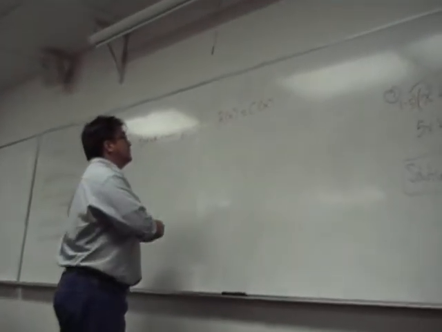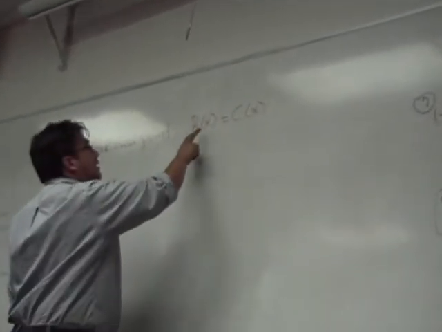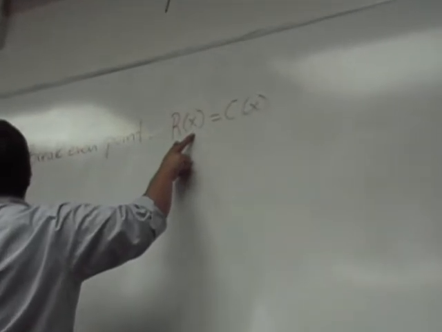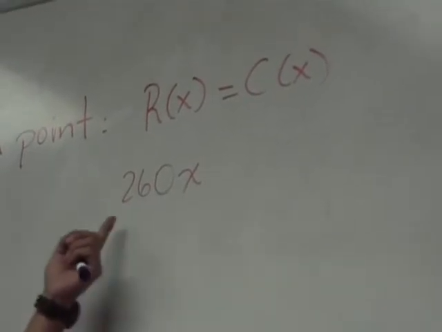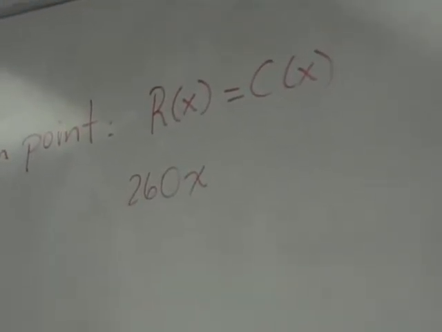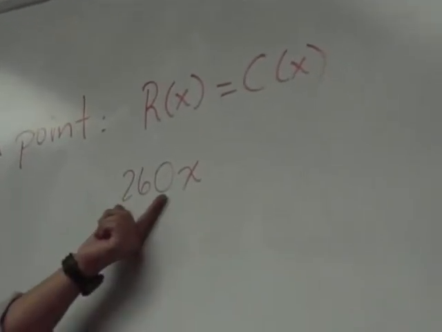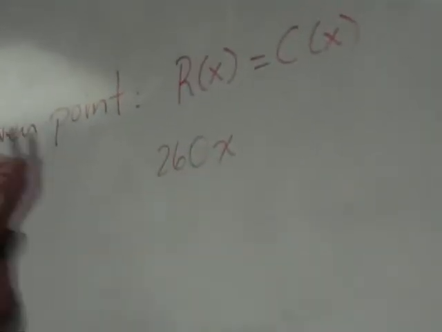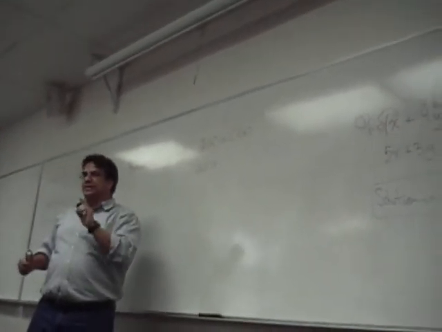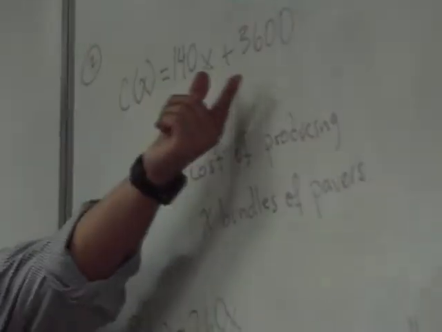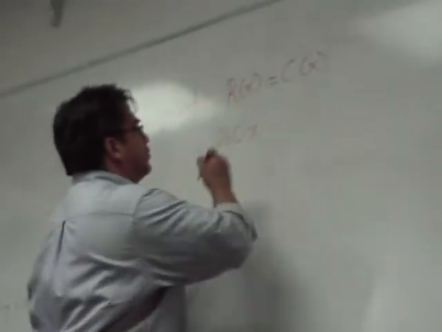So we set the equations equal to each other. Since revenue is equal to 260x, can someone tell me what the 260 represents in this context? What is the 260 by itself? Price of each unit. Very nice, exactly right. These guys are selling one bundle of pavers for 260 bucks. How much does it cost to make one bundle? The bundle costs about $140 to make, plus the fixed cost. You know? So we're going to set the revenue equal to the cost.